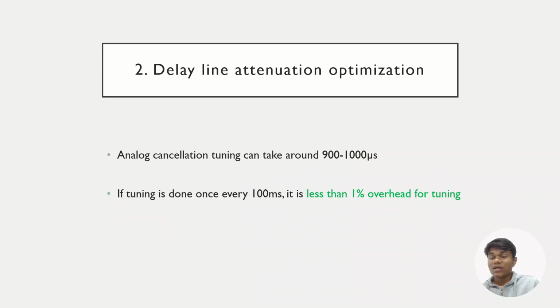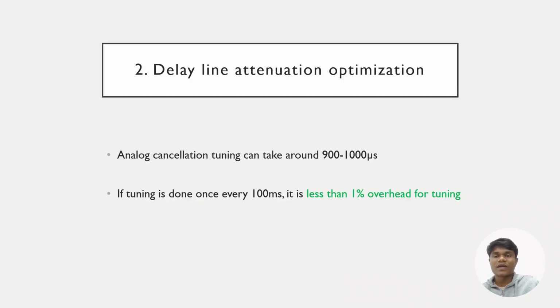Now, the whole analog cancellation tuning can take around 900 to 1000 microseconds. And considering that we do this tuning every 100 milliseconds, this is a fair amount of time so that the channel conditions do not change much. This is less than 1% overhead for tuning, which is quite good.